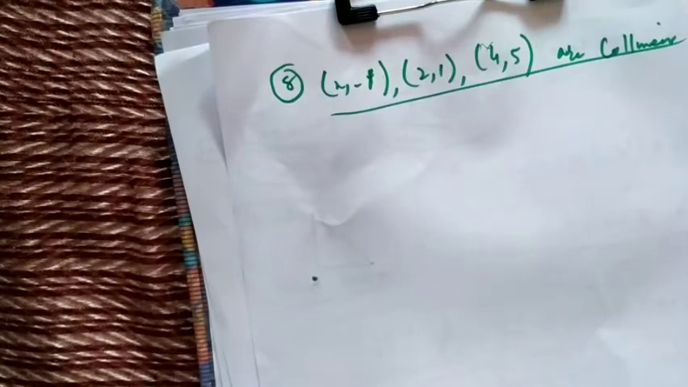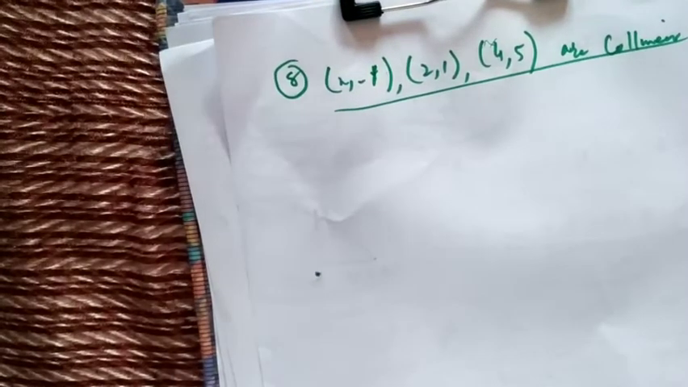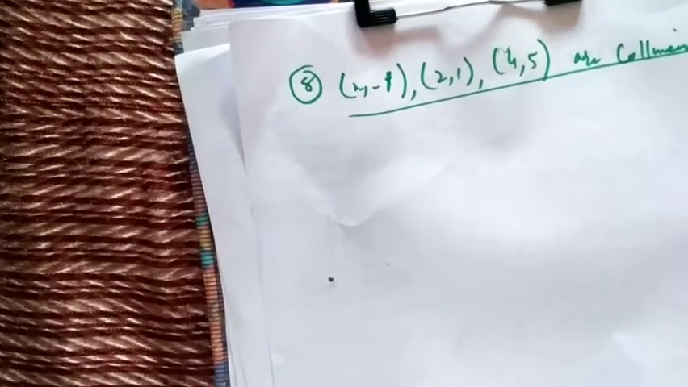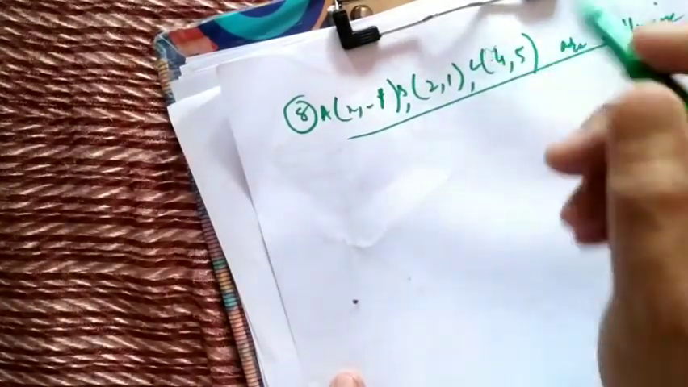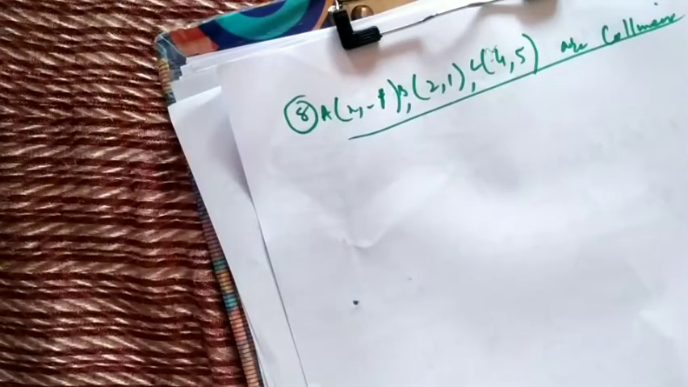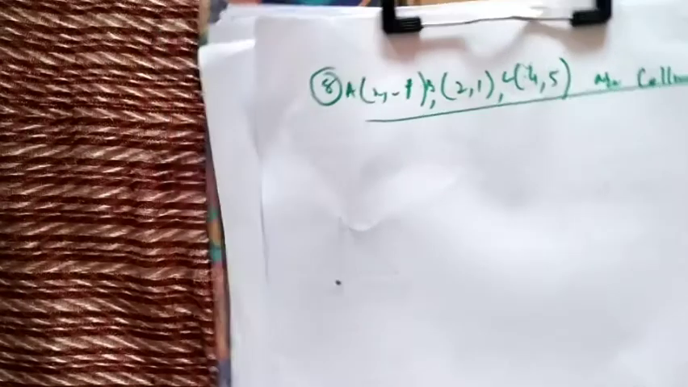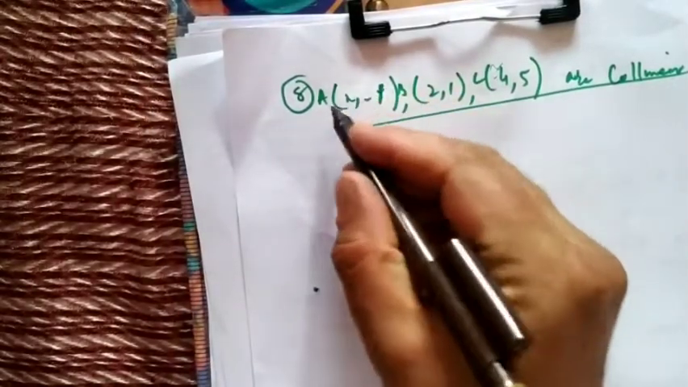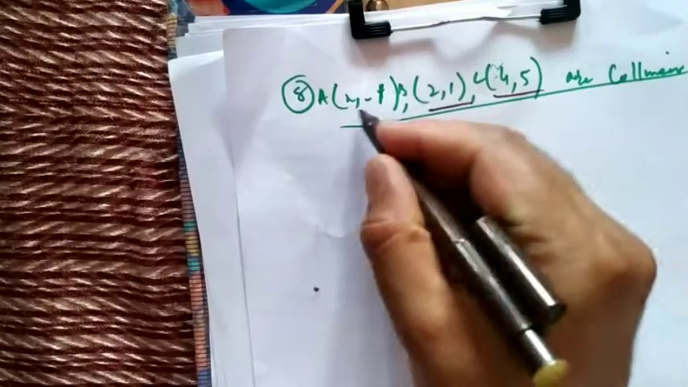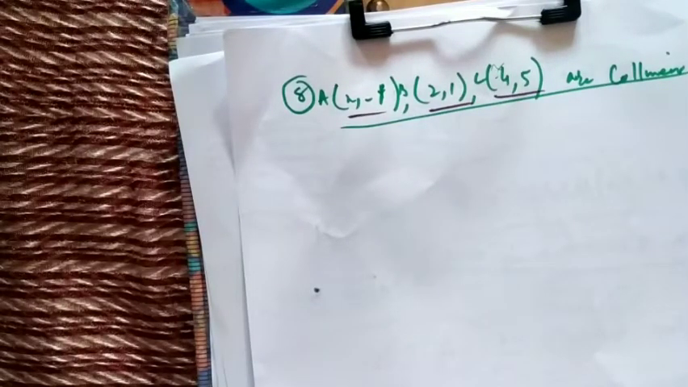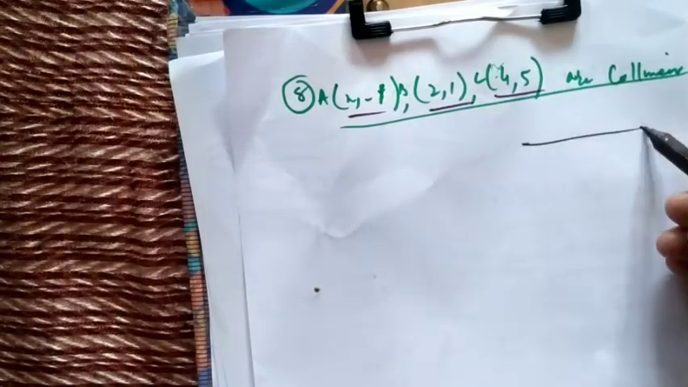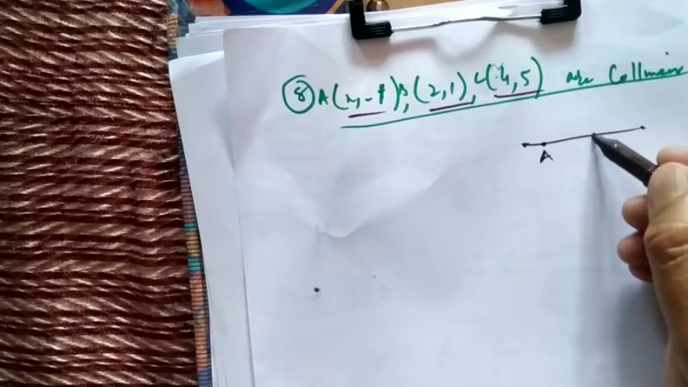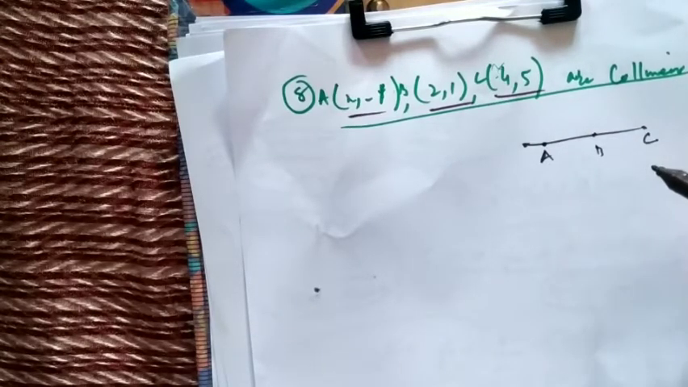When the points are collinear, it means they lie on the same line. Let these 3 points be A, B and C. You have to find the value of x such that the points are collinear, meaning they lie on the same line, point A, point B and point C.